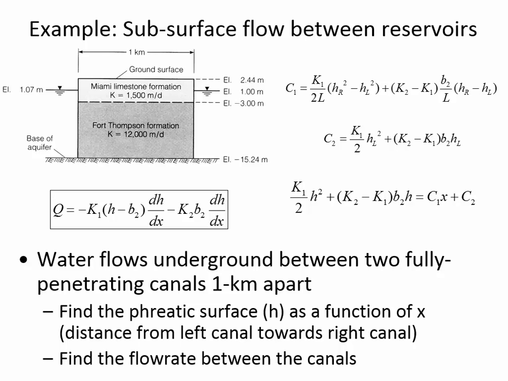We have to define C1 and C2 so that we can use this boxed equation. C1 is K1 divided by 2L, times the height on the right squared minus the height on the left squared, plus K2 minus K1, times B2 divided by L, times HR minus HL.